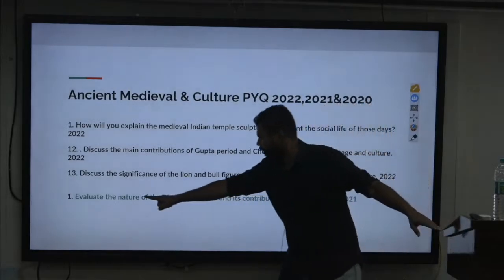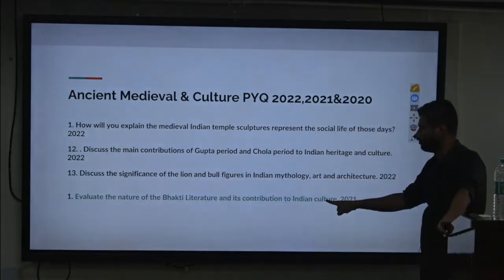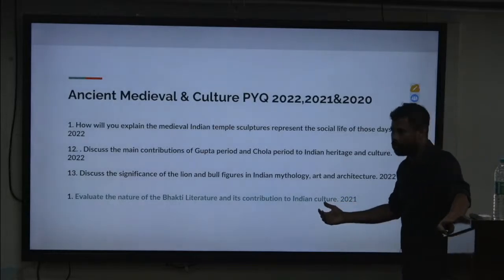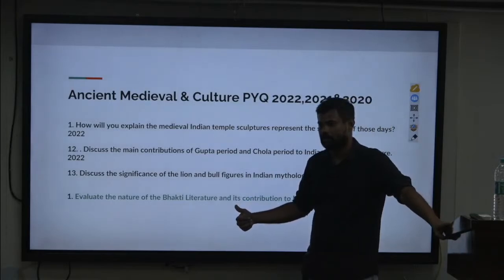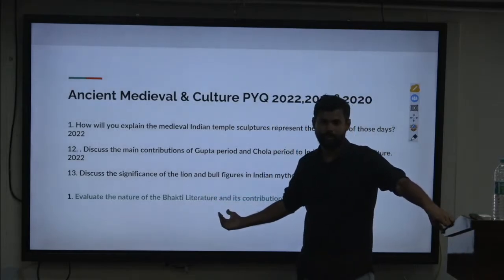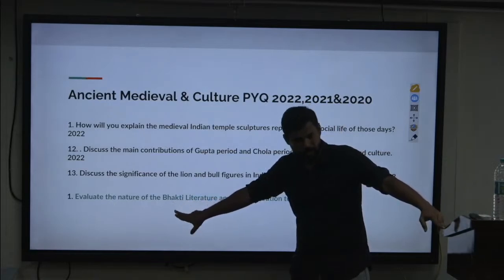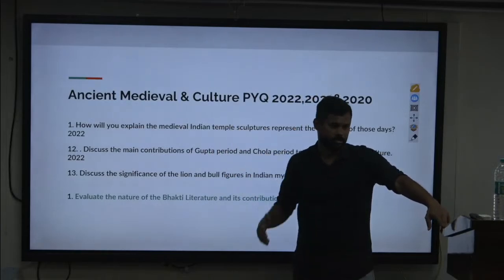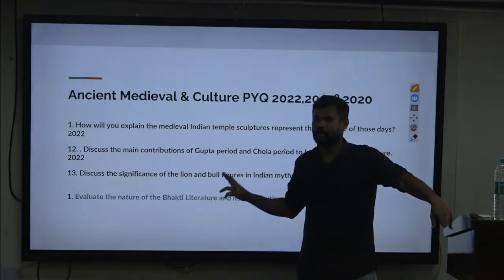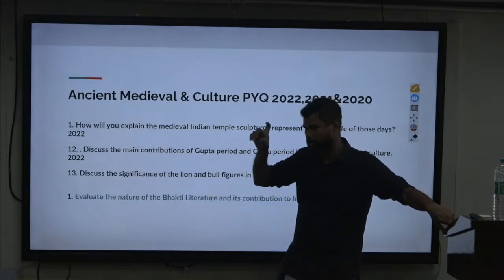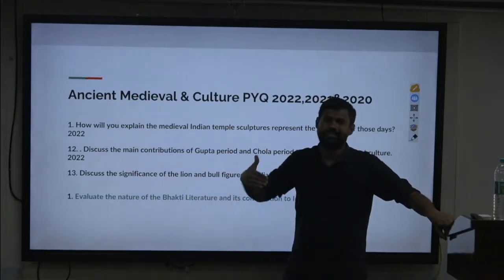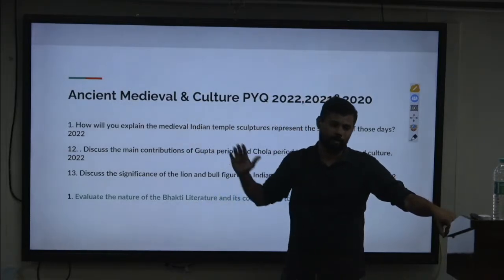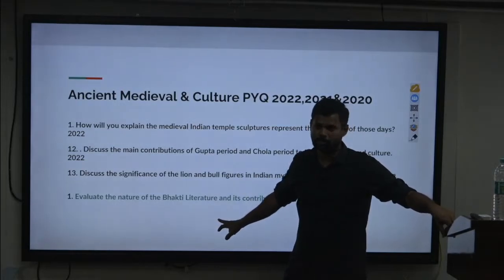The next is evaluate the nature of the Bhakti literature and its contribution to Indian culture. So you have to basically talk about the Nayanars and Alvars and then go up to Chaitanya Mahaprabhu. That is, you have to start from the 8th to 9th century and go up to the 16th century and talk about different literatures. You cannot stop by just telling. I have seen one more heading, evaluate the influence of Bhakti literature, and just given generic points. That is also fine, but you have to examine it through the temporal approach also. Otherwise you will not get marks.